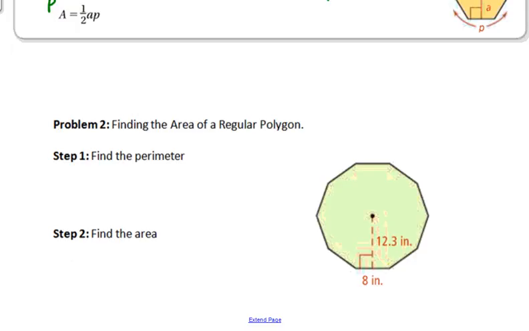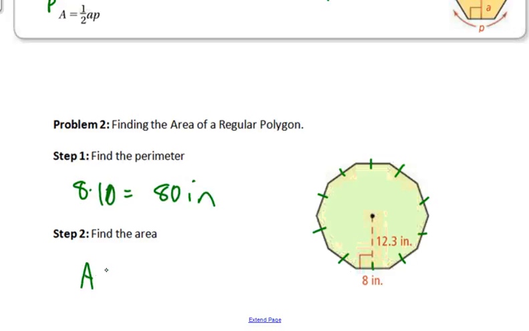Problem 2, finding the area of the polygon. So we've got to figure out the perimeter first. And how many sides is this? Because we have one of the sides, which is great. 8 times 1, 2, 3, 4, 5, 6, 7, 8, 9, 10. So 8 times 10 would be 80 inches.